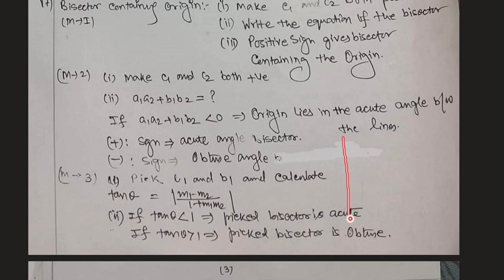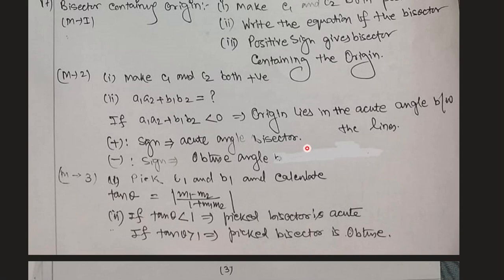That means the angle between the bisector and the line is less than 45 degree. So double of it is less than 90 degree. That means I am getting the acute angle bisector. If tan theta is greater than 1, that means theta is more than 45 degree. So double of that theta is more than 90 degree. That means we are getting the obtuse angle bisector. Is it clear to you?